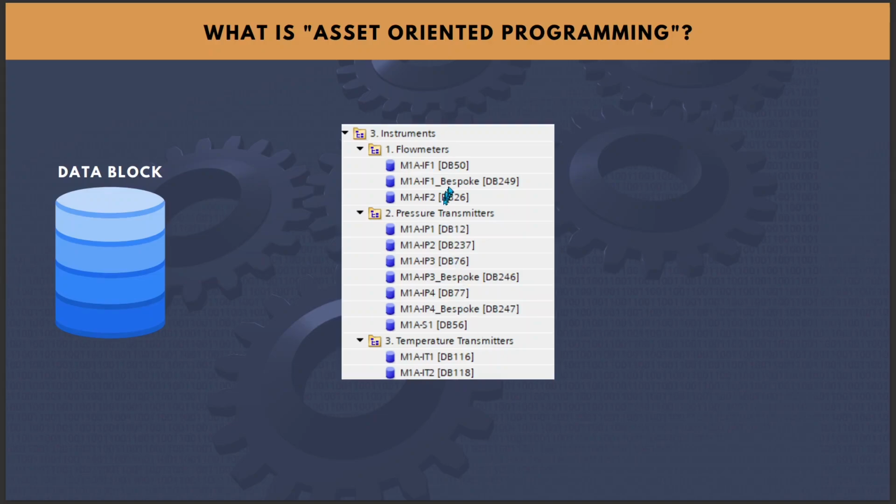And then we also have bespoke. IF1 here has the standard flow meter UDT, but IF1 bespoke is an extension of that UDT, but we don't want other flow meters to have those parameters and those set points associated with them. So we have a bespoke data block that just handles the extension of IF1.